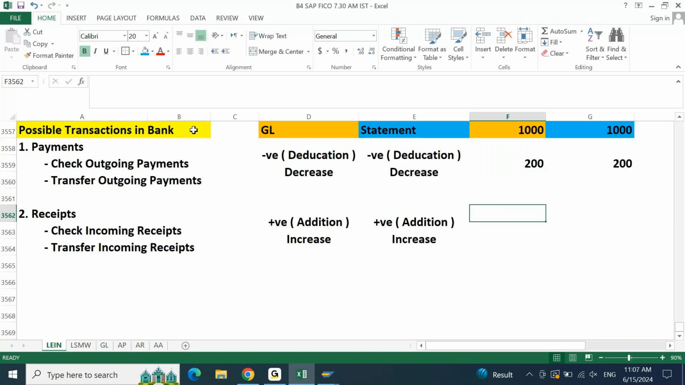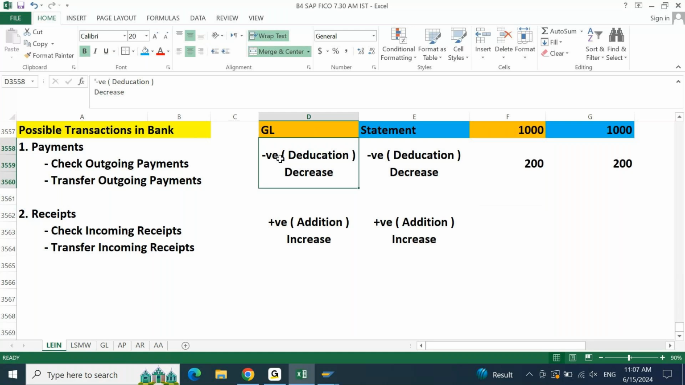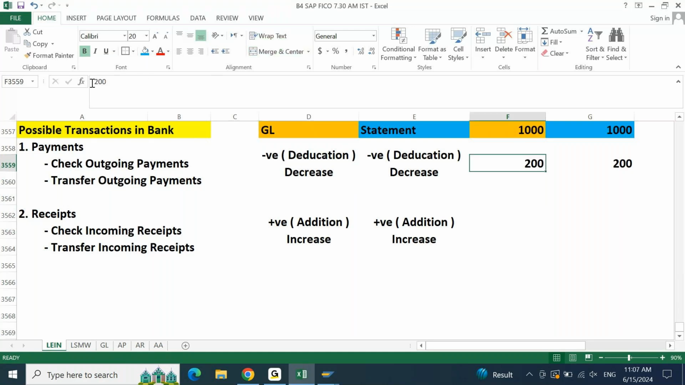And if I calculate the total amount, what the bank is going to do, what my GL is going to do, this color is going to do a negative. So I am going to put a negative here, and a negative here. And if I do a total, I get 800 because from 1000, 200 is reduced. Similarly, according to the bank statement, you are going to get 800 because the bank is also doing minus here.